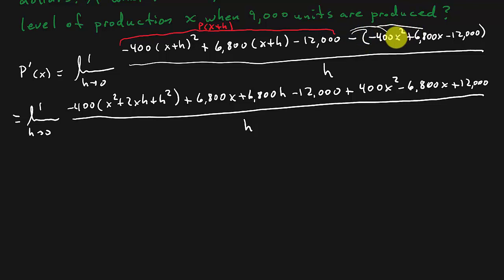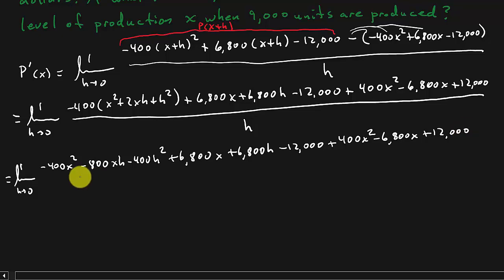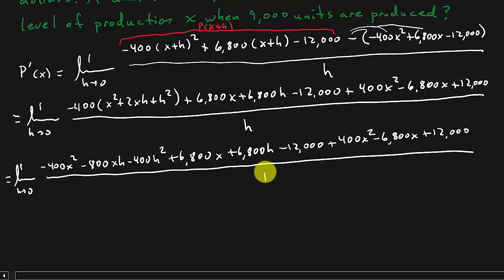Okay, and so now I've got to distribute the negative 400, so that's going to be the limit as h goes to 0 of negative 400x squared minus 800xh minus 400h squared plus 6,800x plus 6,800h minus 12,000 plus 400x squared minus 6,800x plus 12,000. And that is all over h.